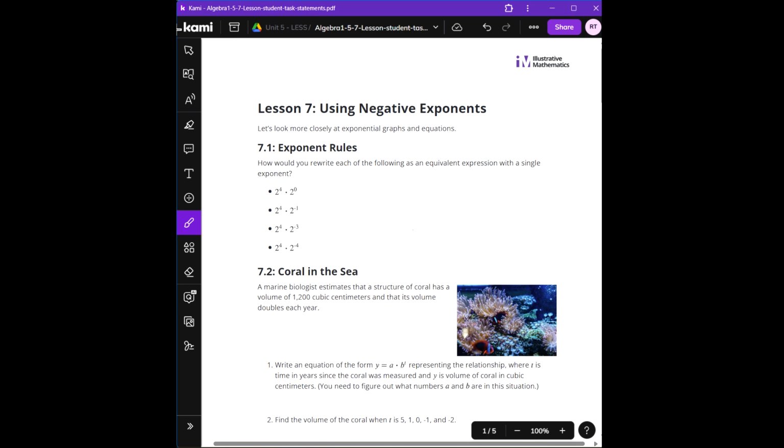Okay, remember that if we are multiplying, what we're going to do is add the exponents. So this is going to be 2 to the 4 plus 0, which is just 2 to the 4th. The next one, 2 to the power of 4 plus a negative 1, and that's going to be 2 to the 3rd.